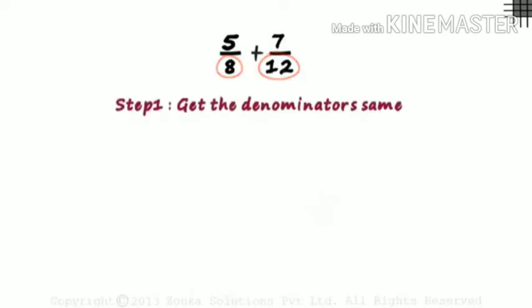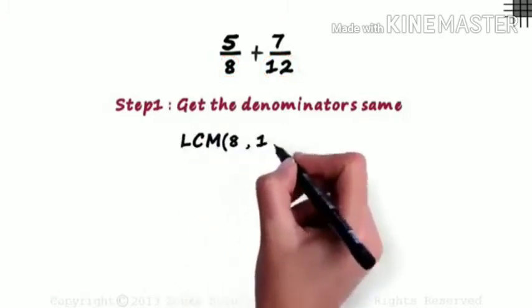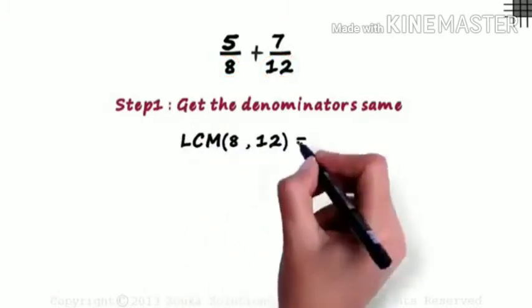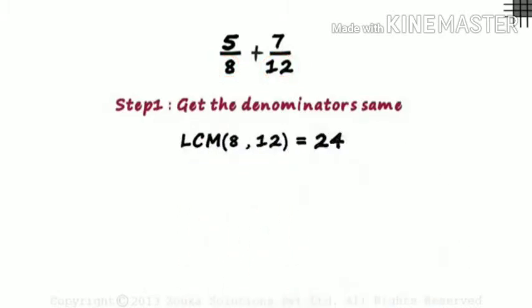The second example will give you a better idea. We want to add 5 by 8 and 7 by 12. The denominators are different in this case. So in the first step, we have to get the denominator same. The common denominator will be the least common multiple of both the denominators. It will be the LCM of 8 and 12, and that is 24. It is the smallest common multiple of both these numbers.